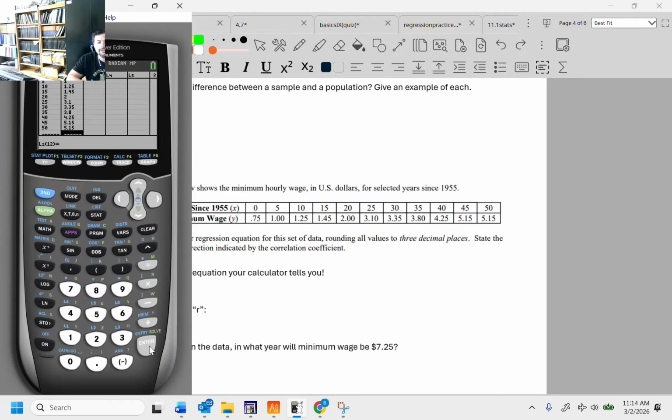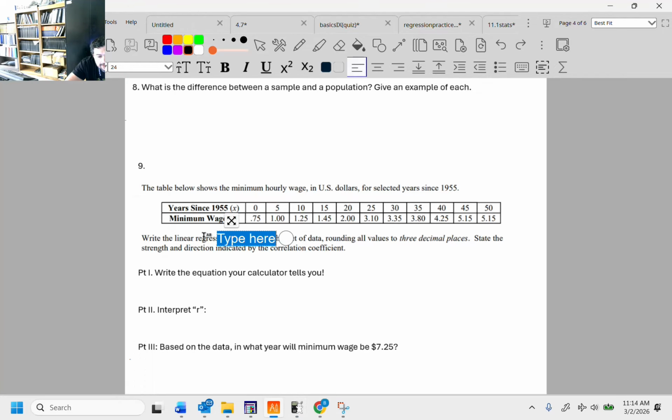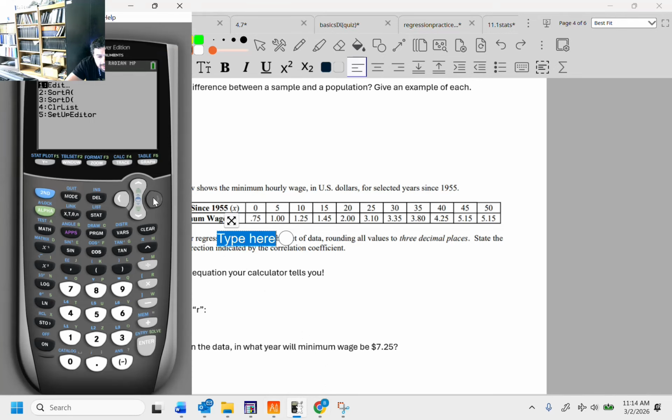All right, so I was checking my data there while I went on a tangent about something. I'm gonna go to stat, calc, read the instructions. It says write the linear regression. So I'm gonna do an LinReg, choice 4, linear regression, ax plus b, because you live in America.